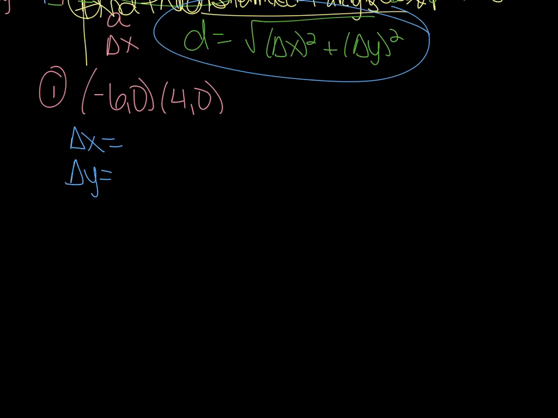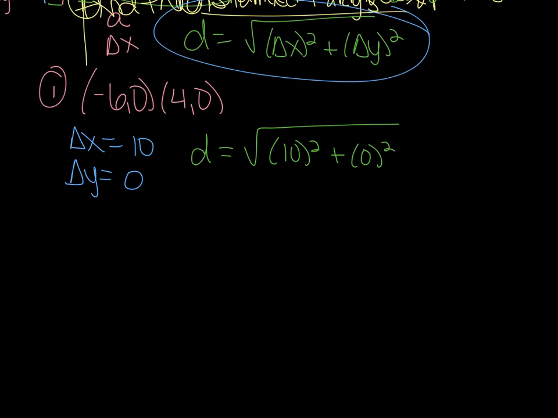Plus 10, right? Okay, and then for your change in y, from 0 to 0, how would you get from 0 to 0? 0, right? There's no change in y. So, my distance formula tells me I can take the square root of my change in x, quantity squared, plus my change in y, quantity squared.